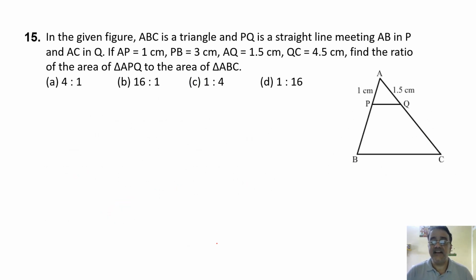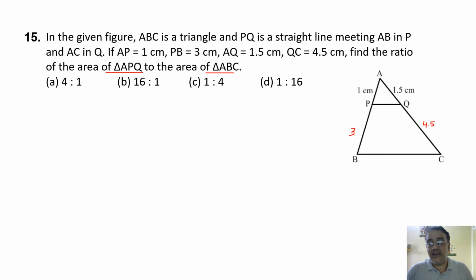In the given figure, ABC is a triangle and PQ is a straight line meeting AB in P and AC in Q. If AP is equal to 1 centimeter, BP is equal to 3 centimeter, and AQ is equal to 1.5 centimeter, and QC is equal to 4.5 centimeter, find the ratio of the area of triangle APQ to the full triangle ABC.